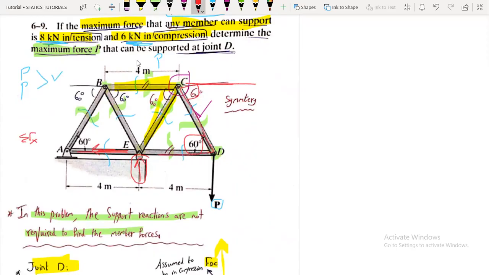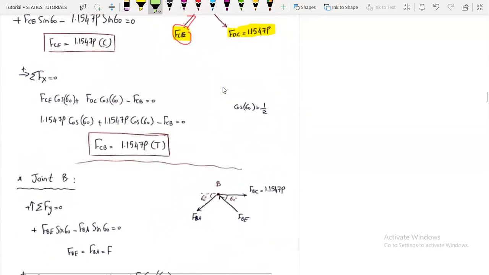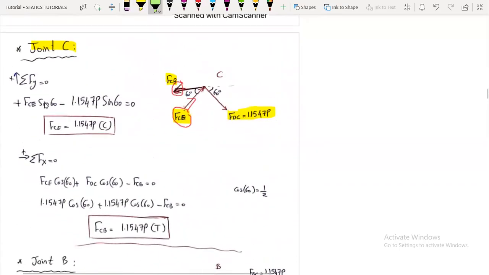And here also it will be 60. Why? Because here we have like an F shape, so this angle will be equal to this angle because these two members are parallel. So now we are ready to apply our equilibrium equations.